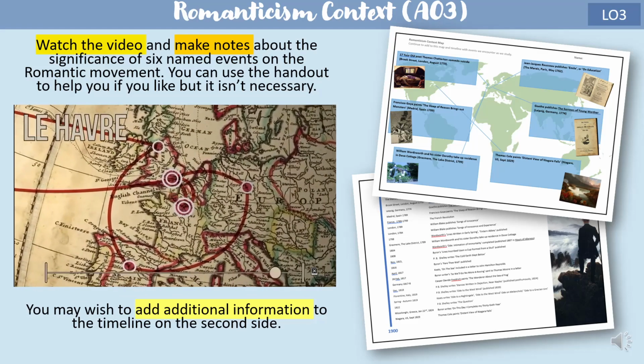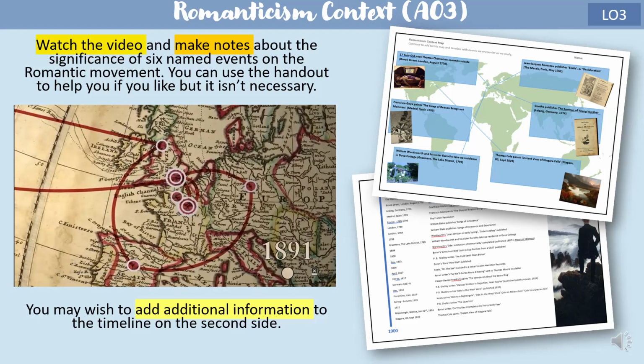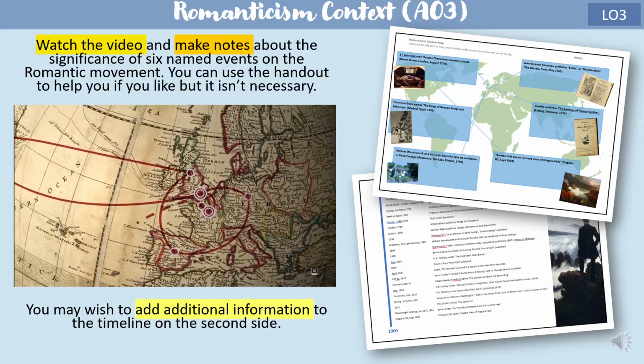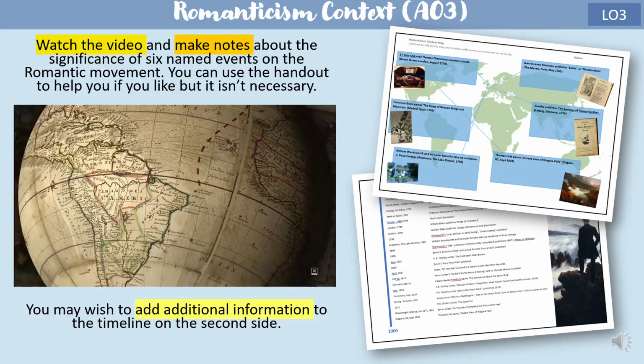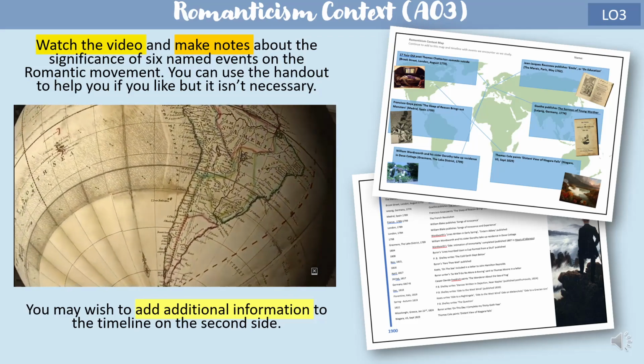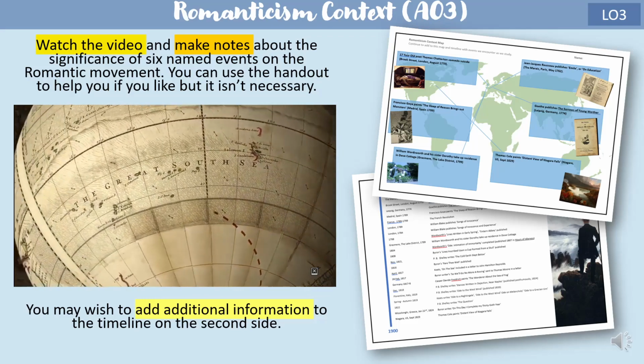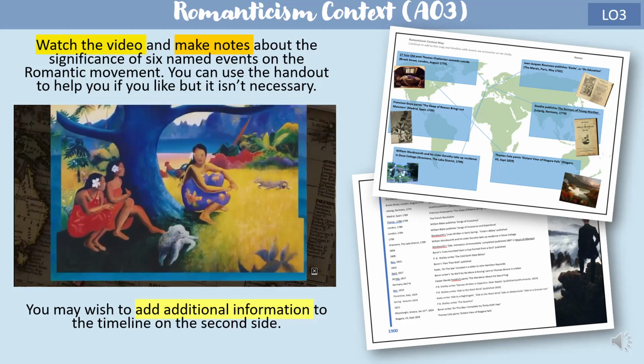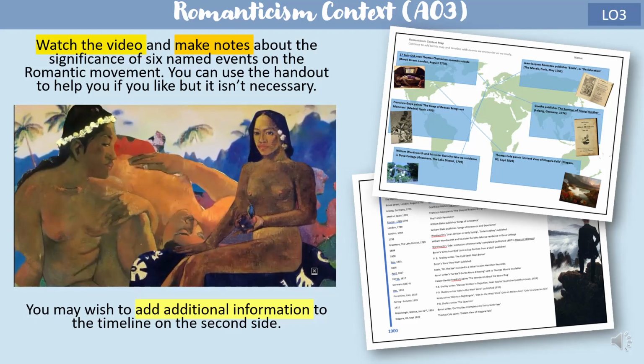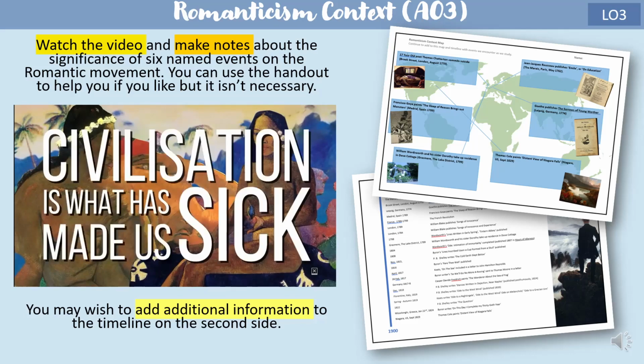Le Havre, April 1891. The French painter Paul Gauguin sets sail for Tahiti, hoping to escape everything that is artificial and conventional. He lives in the Pacific South Seas on and off for the rest of his life, drawing young native women looking relaxed and natural without anything on. They are, in his eyes, evidence that civilization is what has made us sick, a core romantic belief.